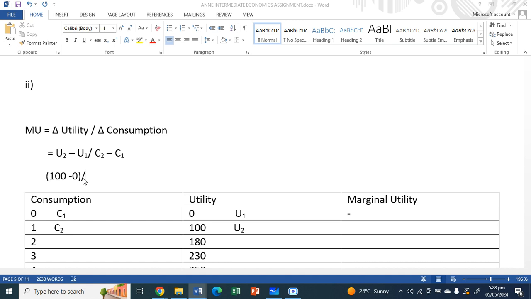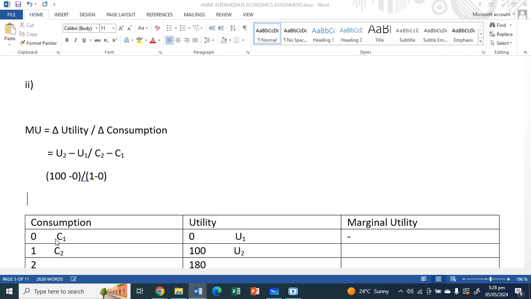Divided by the new consumption, which is C2, is 1. The old consumption, that is C1, is 0. So 100 minus 0, that is 100. 1 minus 0, that is 1. So the marginal utility in this case is 100 units.